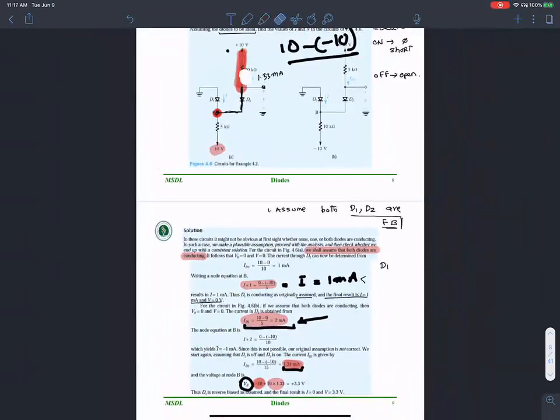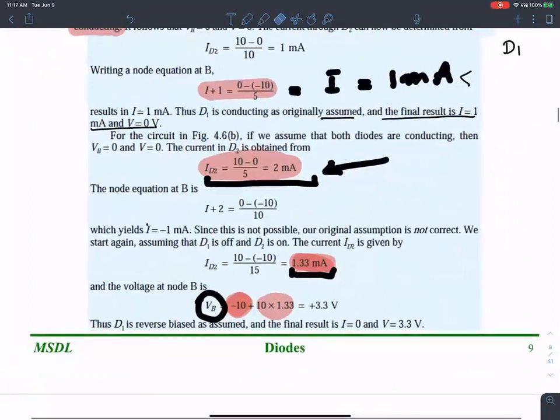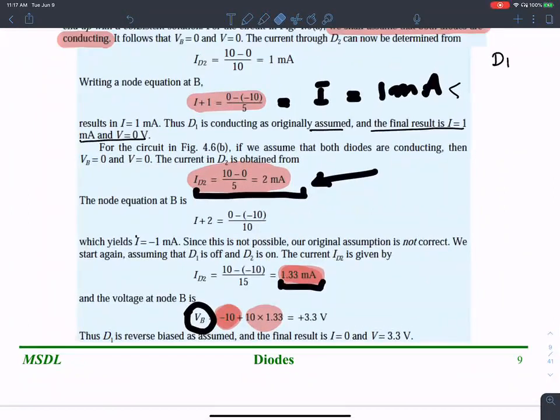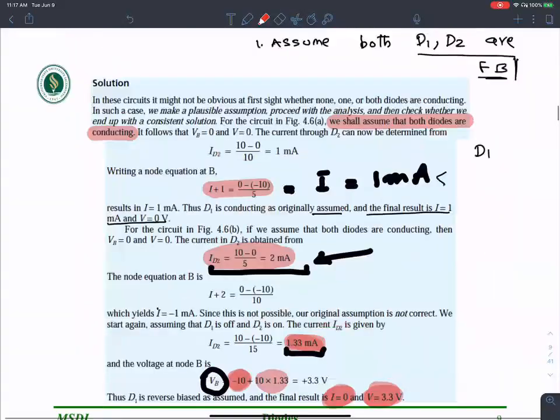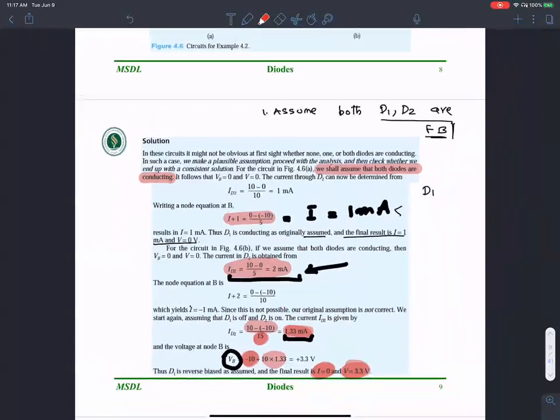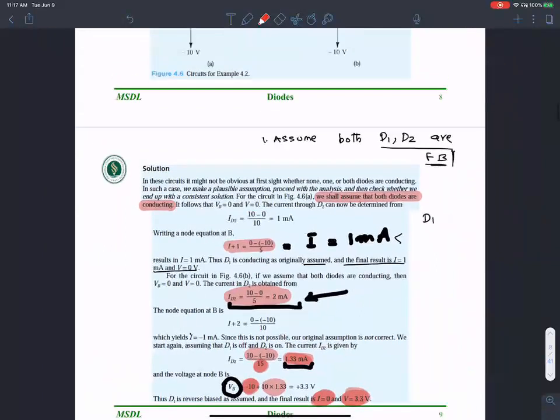Okay, so that's the idea. Now, this is consistent. Thus, D1 is reverse biased as assumed, and the final result is I is 0 volts and V is 3.3 volts. So V has been found to be 3.3 volts. ID2 has been found by using Ohm's law. The total voltage is applied across the top 10 kilo ohms resistance and the bottom 5 kilo ohms, 15 kilo ohms resistance.